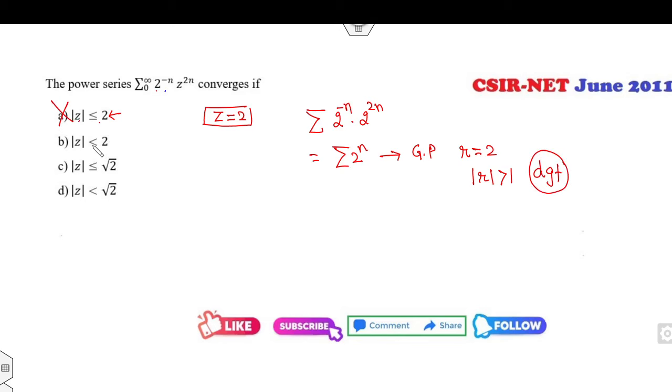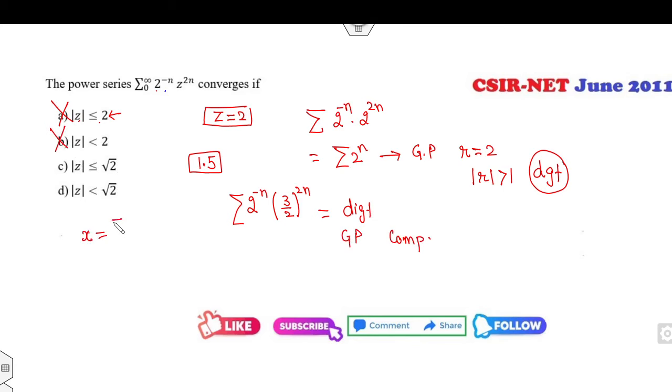Fine. If I consider any number which is less than 2, say 1.5, then this number will be 3 by 2 raised to power 2n. Again, you can see this is divergent, either by using the GP test or by the limit comparison test. And out of these cases, as I told you, if you take z as root 2, then this series is 1, which is divergent. So equality is cancelled out. Again, the right option is only D.